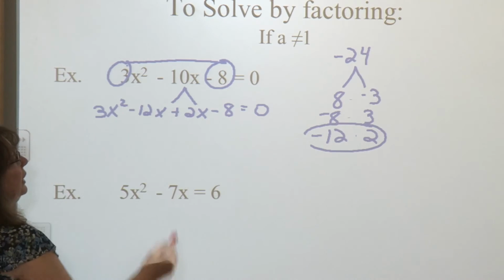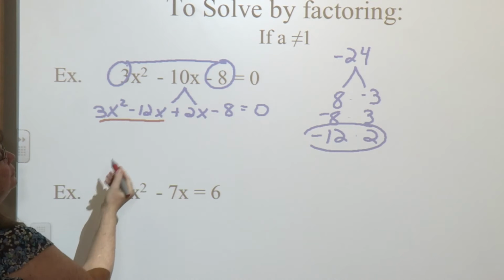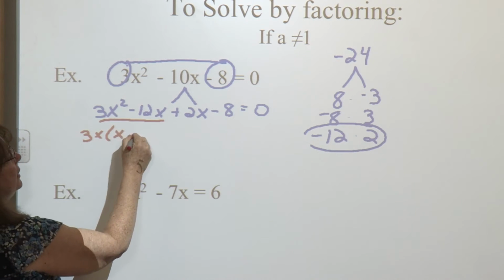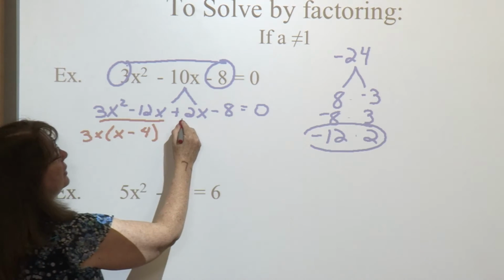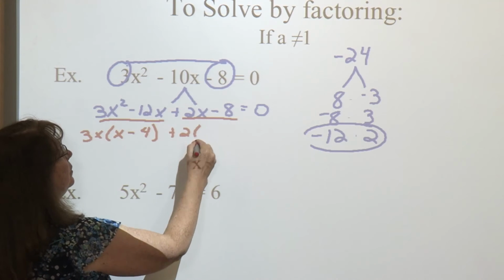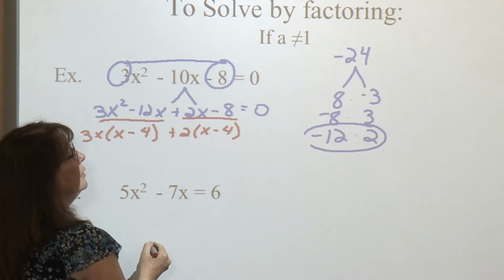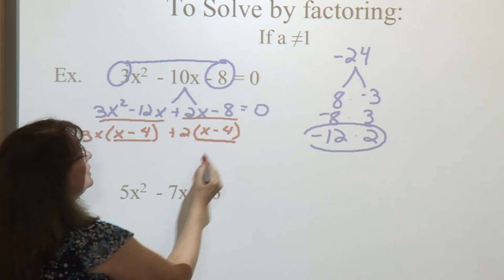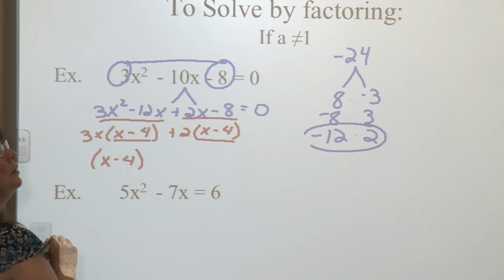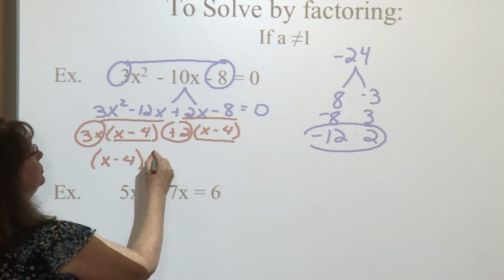Use that grouping method again. Take out what you see in the first two that they have in common, a 3x. We're left with an x minus 4. And take out what these have in common, a positive 2. Again, we're left with the x minus 4. That x minus 4 is a common group, so that is one of your factors. Your other factor will come from the 3x and the plus 2.